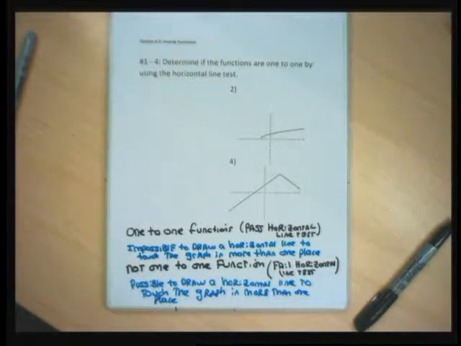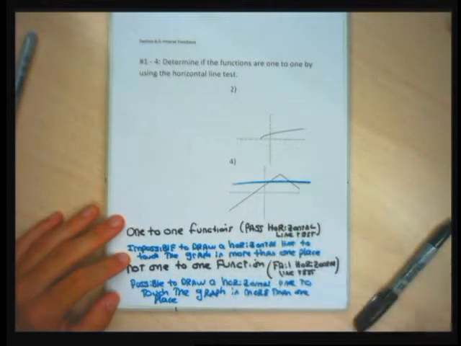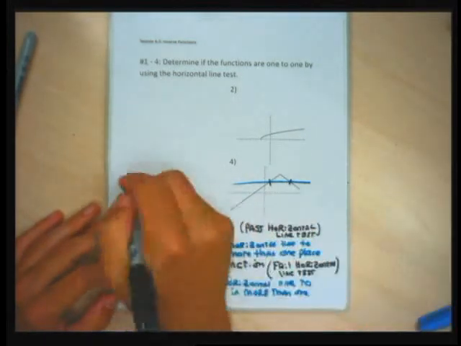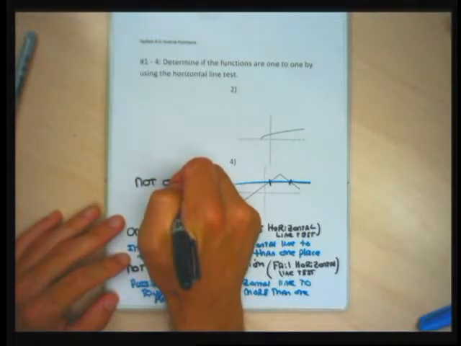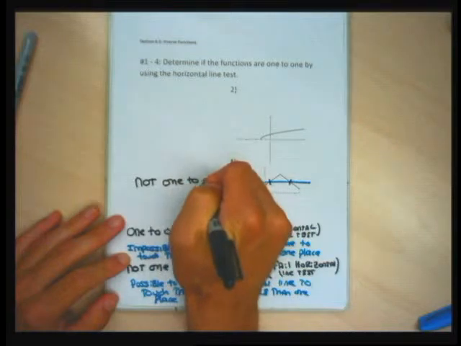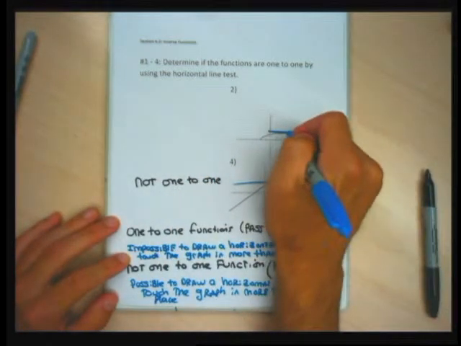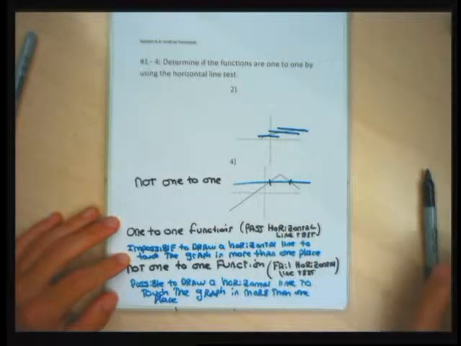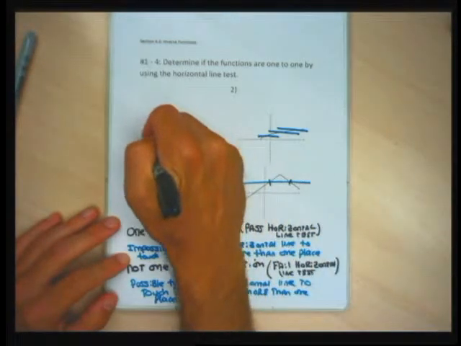So when I look at the graphs of problems 2 and 4, problem 4, because it is possible to draw a horizontal line parallel to the x-axis and touch the graph more than once, we say that number 4 is not a one-to-one function because it fails the horizontal line test. On the other hand, problem 2, no matter which horizontal line I draw, it's only going to touch the graph once. So it passes the horizontal line test, and this is one-to-one.